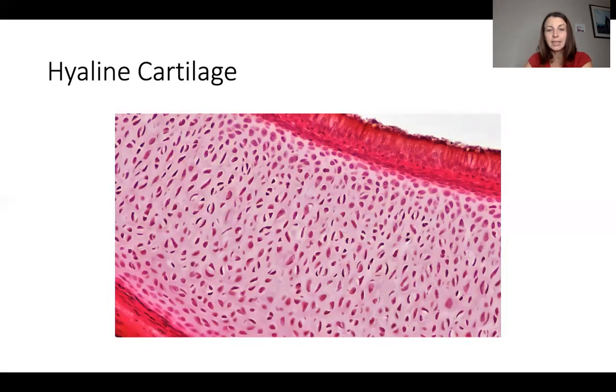This is hyaline. Hyaline is located at the ends of the long bones, so it gives your bones a slippery, glossy effect. It gives it a look that's slippery and glossy, but it also looks like that on the microscopic level, and that allows our shoulder joint to move smoothly.